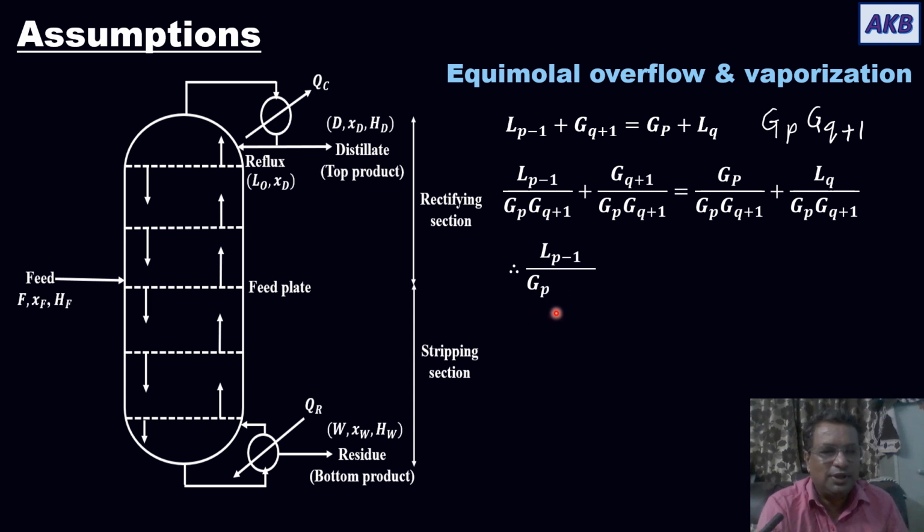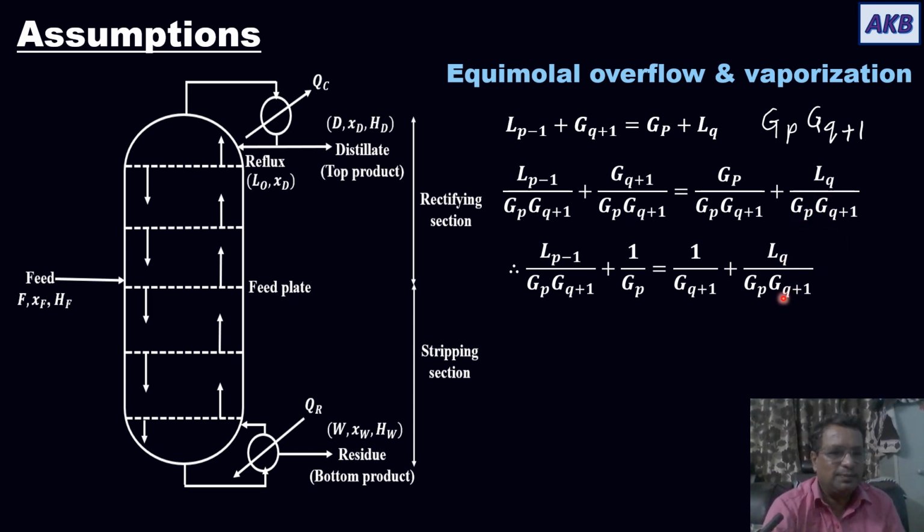in the next step you get a simplified equation, that is LP minus 1 divided by GP into GQ plus 1, no change in it, plus 1 upon GP. GQ plus 1 is getting cancelled, that is equal to 1 upon GQ plus 1, GP is getting cancelled, plus LQ upon GP into GQ plus 1. There will be no change in that term.